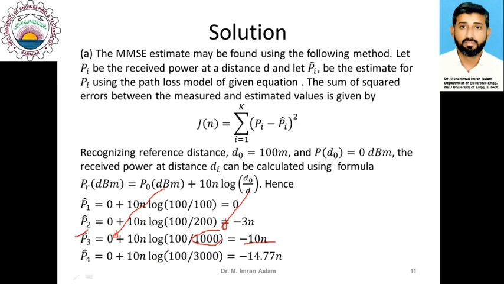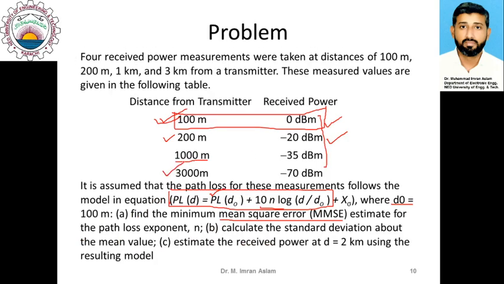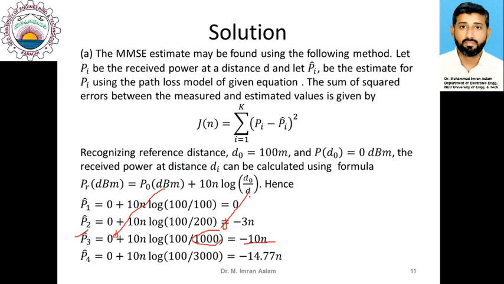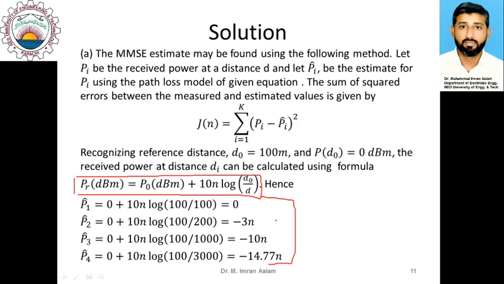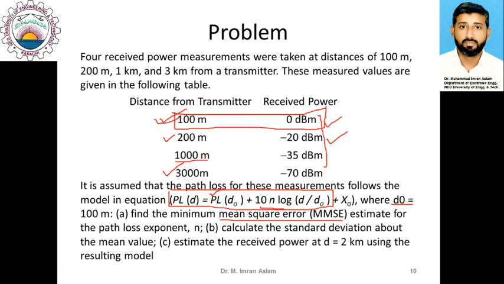Similarly, for P4 hat, we will use 4th distance, which is 3000 meters. So for 3000 meters, this d comes out to be 3000, and again P naught dBm is 0, so we get minus 14.77n. So you can see that we have all 4 values which are calculated from the standard log distance path loss model formula. All these values are calculated from the formula, and we are already given the measured values here, which are represented in this table here.